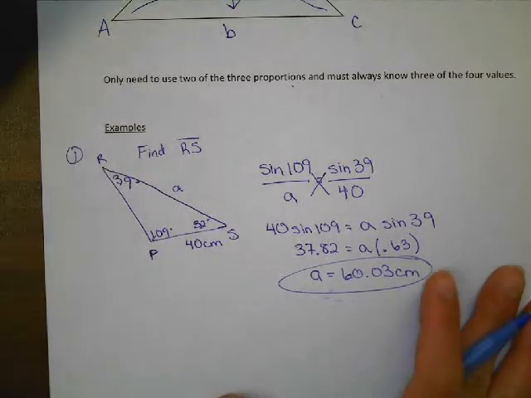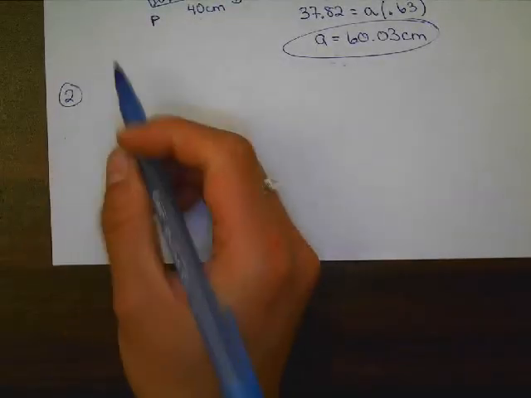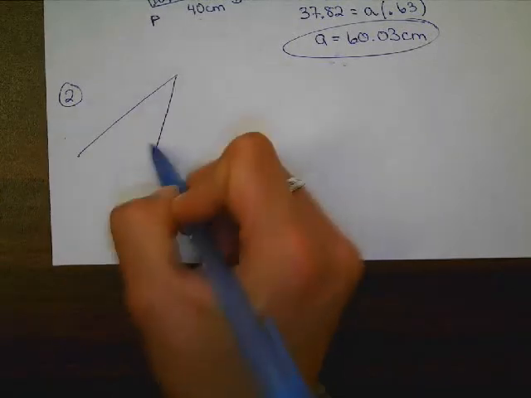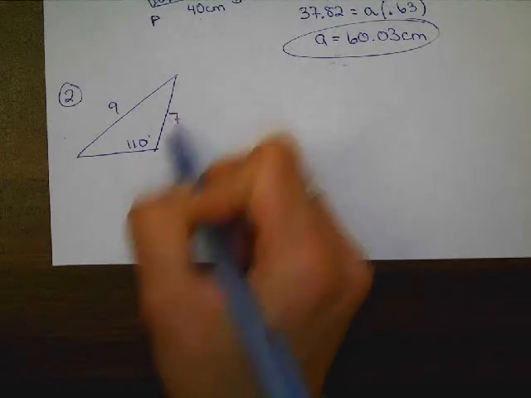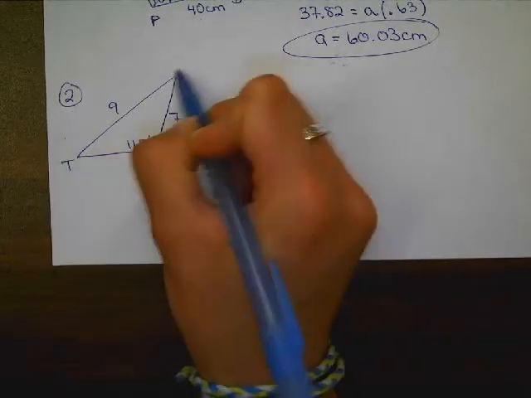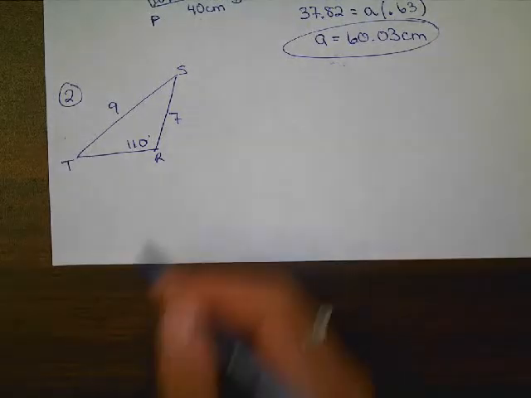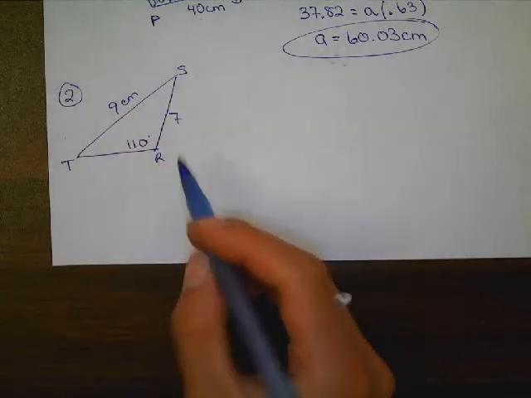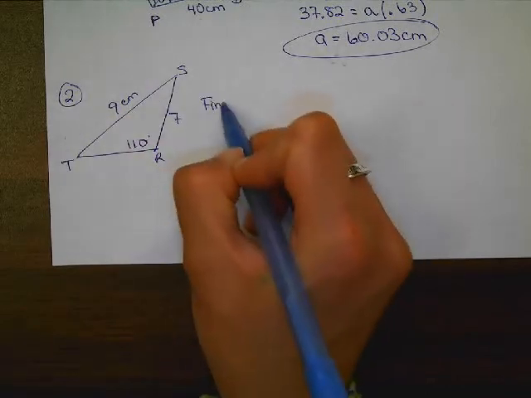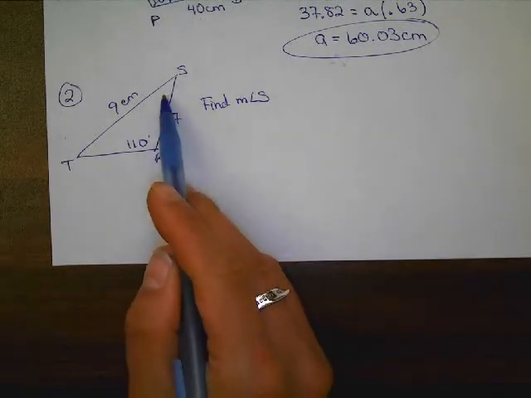Alright, we'll do another one. Let's say we have a triangle that looks like this. Triangle RST, where angle R is 110 degrees, TS is 9, let's say centimeters, and then RS is 7 centimeters. We want to find the measure of angle S. So we're missing this angle here.